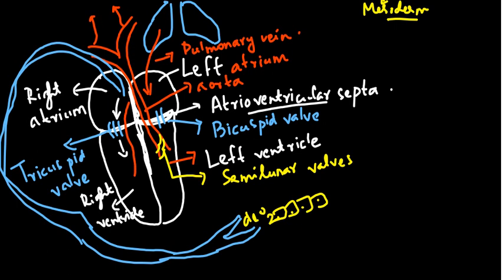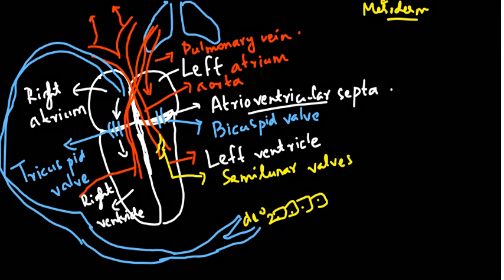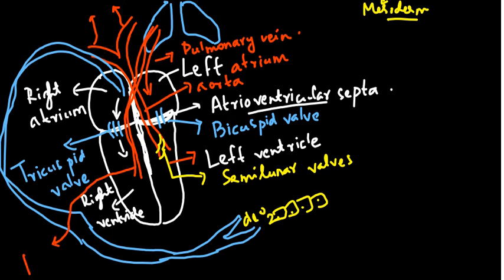The blood vessel that carries the deoxygenated blood towards the lungs is called the pulmonary artery. The pulmonary artery also has semilunar valves inside, so that the blood, once it gets inside the pulmonary artery, should not flow back towards the right ventricle. That's why.